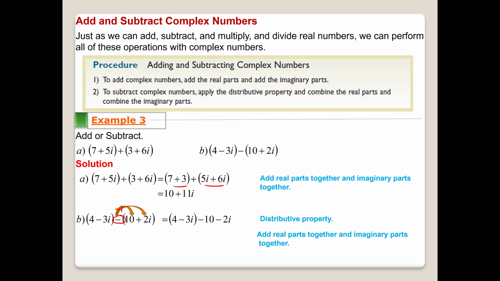So now we can add the real parts and add the imaginary parts together. As we did in the first example, we're going to take our real numbers, 4 and 10, put them together, so 4 minus 10. And then we're going to say plus, and then the imaginary parts, we have a negative 3 there, and a negative 2 here. So negative 3i minus 2i. Well, we should get a negative 6 up front, and then minus 5i. There we go. That's our answer for that one.